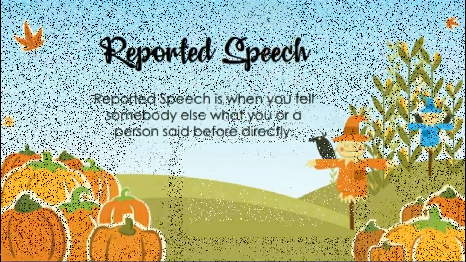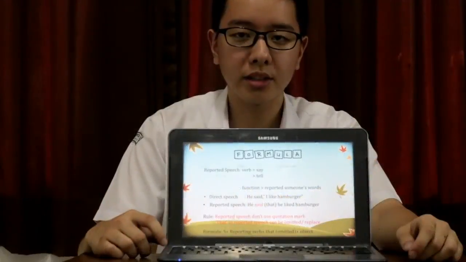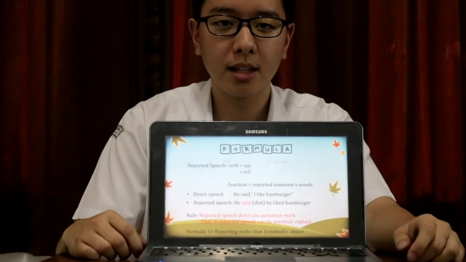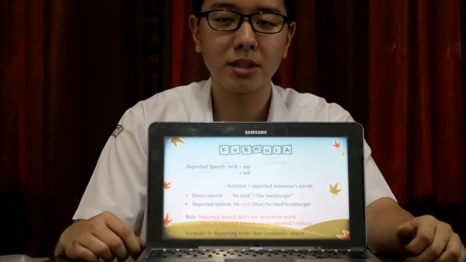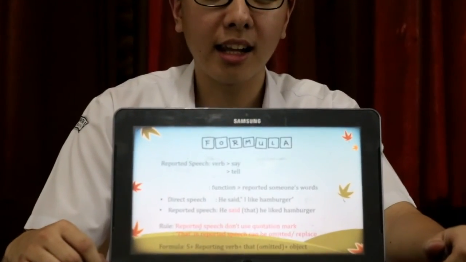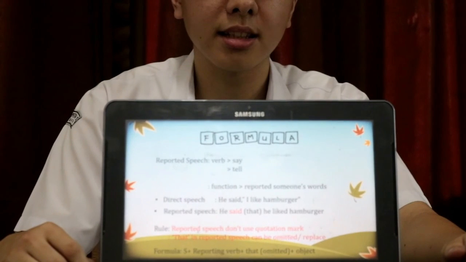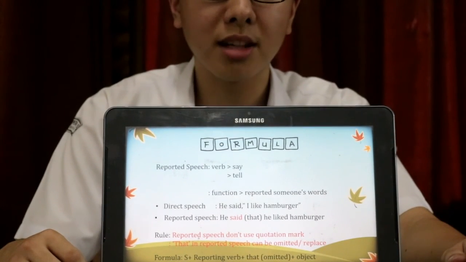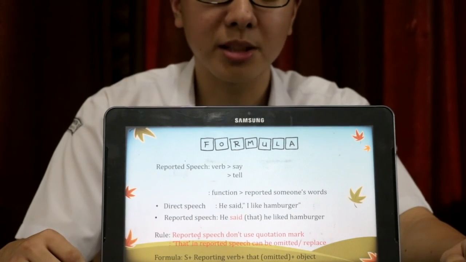So in reported speech, we use verbs such as say and tell. The function is to report someone's words. For example, in direct speech, he said, I like hamburger, but if we change it into reported speech, he said that he liked hamburger. So there are some rules in reported speech.